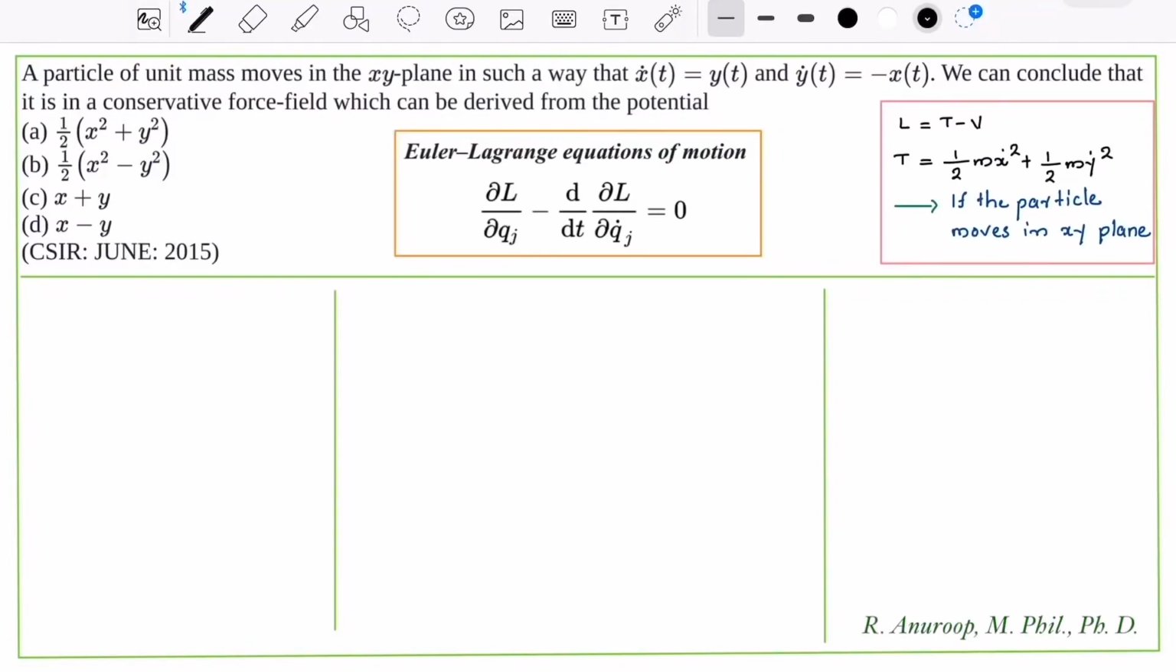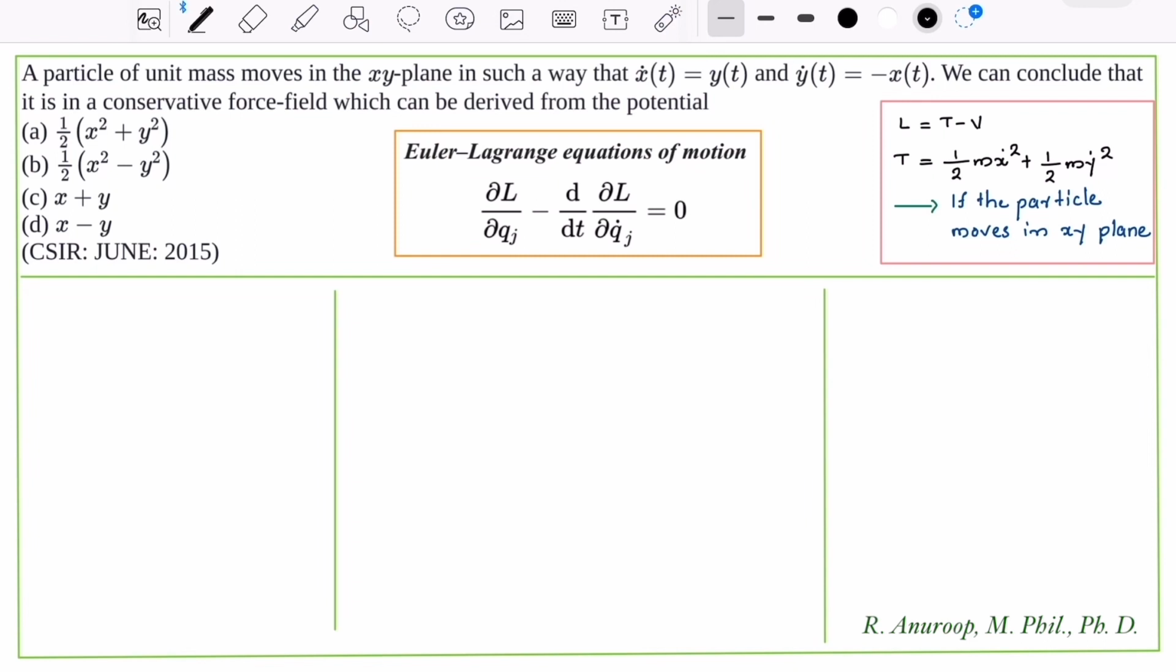Problem 193, Classical Mechanics. The question is, a particle of unit mass moves in the xy plane in such a way that x dot of t is equal to y of t and y dot of t is equal to minus x of t. We can conclude that it is in a conservative force field which can be derived from the potential.